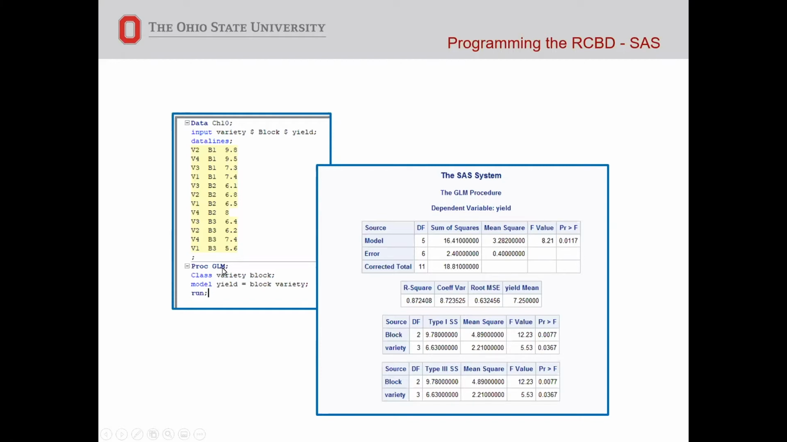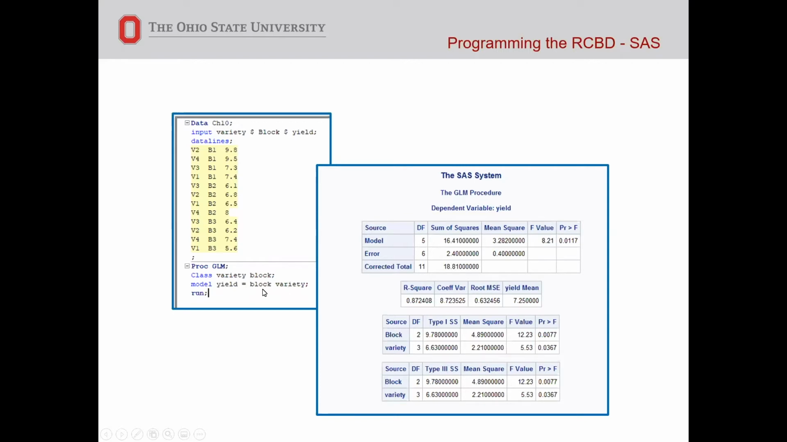And we have proc GLM, general linear model, the procedure that we use for conducting analysis of variance. We begin by defining our classification variables. We simply have the class statement. We define our 2 classification variables in this data set as variety and block. And in our model statement, yield is the response variable. Yield equals block by variety.